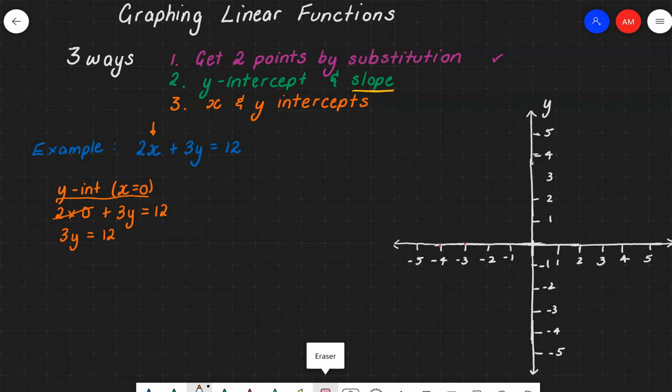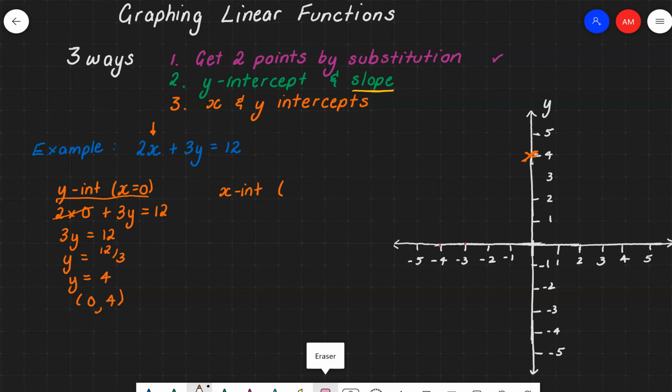So 3 times something equals 12. You probably know that that's 4, but if you didn't, you do the opposite of timesing 3, which is dividing by 3, and hey presto, we get 4. So that's my coordinate (0, 4). We come over here, x is 0, that means we go up to 4. That's my y-intercept. Now we do the same to find our x-intercept.